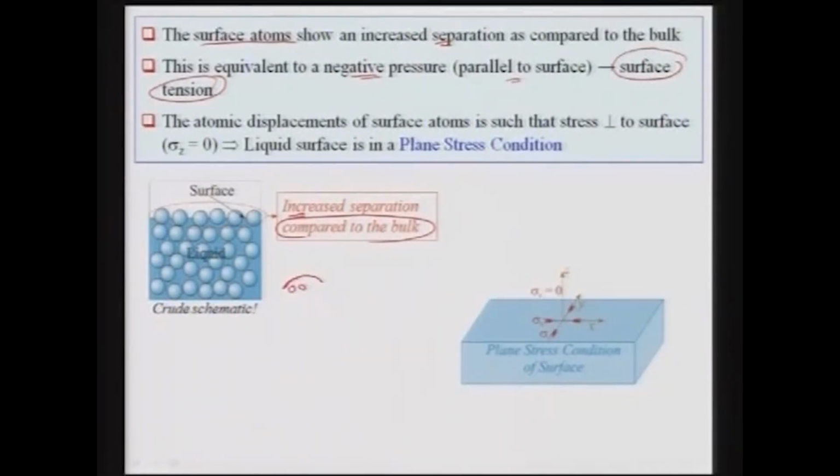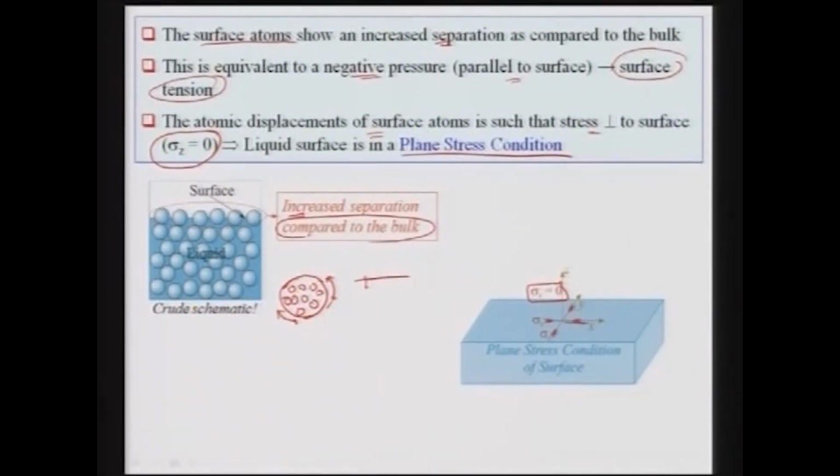That's why rain droplets come out to be spheres. This is a negative pressure, it tries to stretch them along the surface. So because of surface tension, we see a globular or spherical nature of liquids. And the atomic displacement of surface atoms is such that they are perpendicular to the surface, which means that sigma z equals 0, or the surface of the liquid is in a plane stress condition. There are no strains acting beneath it, or the stresses along the z direction are 0.